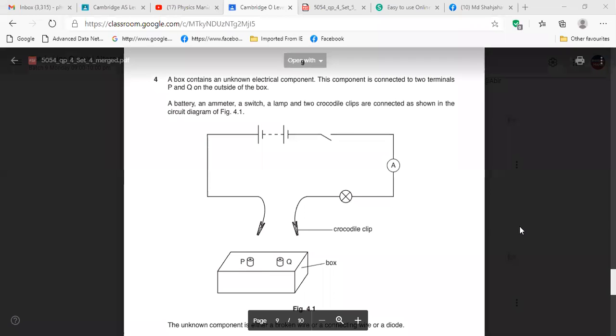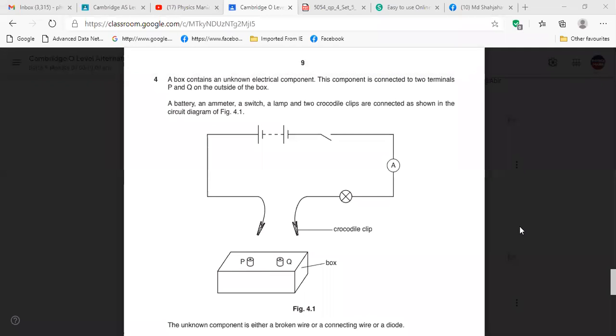Question 4. A box contains an unknown electrical component. This component is connected to two terminals P and Q on the outside of the box.